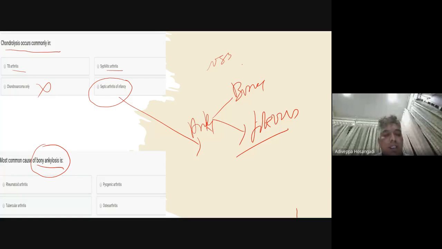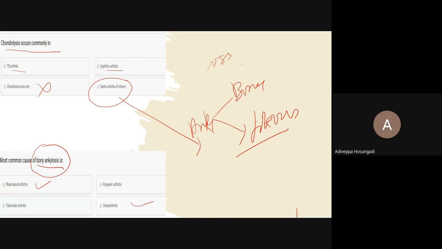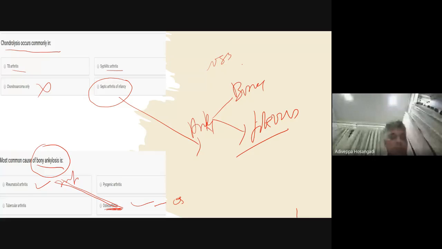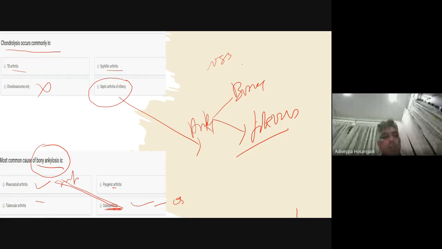So what we want is, what is the common cause for bony ankylosis? Rheumatoid arthritis and osteoarthritis: one is age-related arthritis, where please remember osteoarthritis is again a misnomer. It is osteoarthrosis. It is a degenerative disease. Rheumatoid arthritis is an inflammatory disease. So these both cannot cause ankylosis. Now the remaining options are tubercular arthritis and pyogenic arthritis.